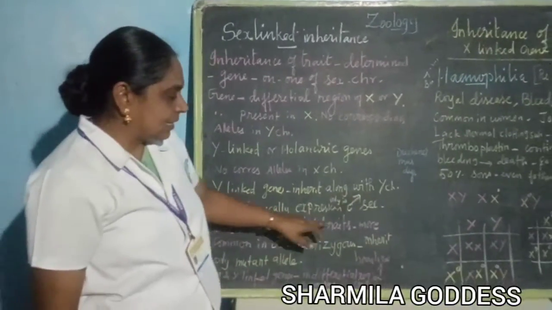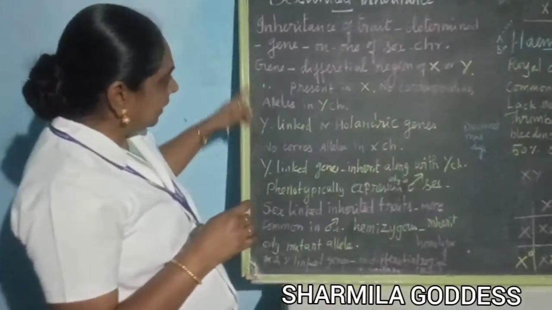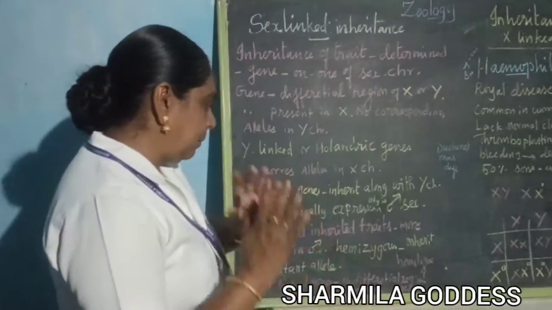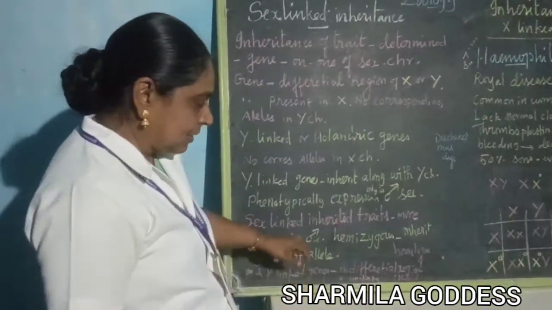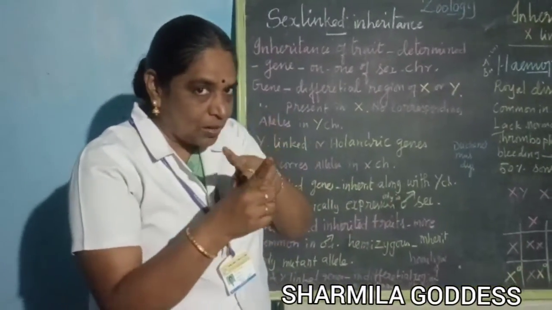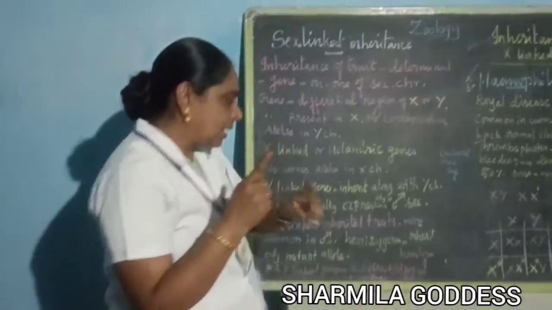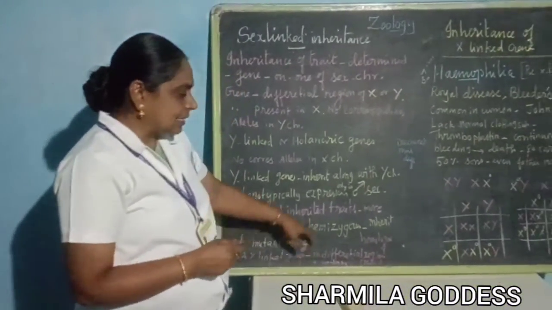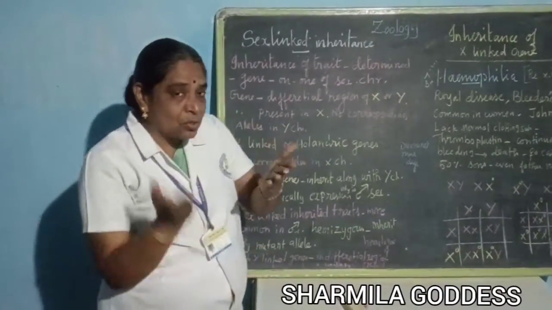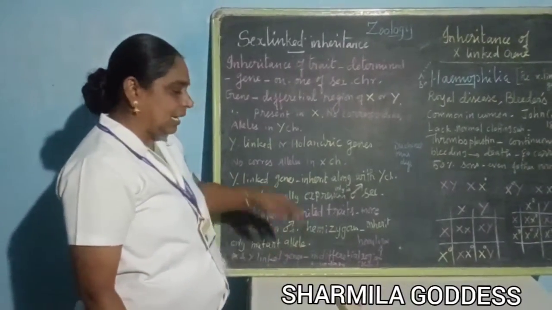Sex-linked inheritance traits are more common in the male sex. This is very important. Sex-linked traits are more common in males. Why? Because they are hemizygous. Hemizygous means one X and one Y. The dominant gene is on the X, and the Y is not dominant. So a hemizygous male inherits only the mutant allele, because it is expressed on the X, so it produces only the mutant phenotype.